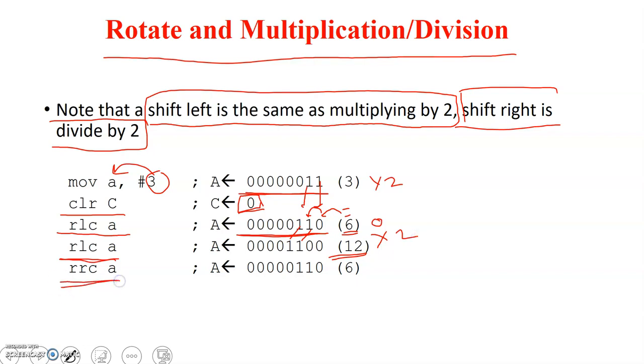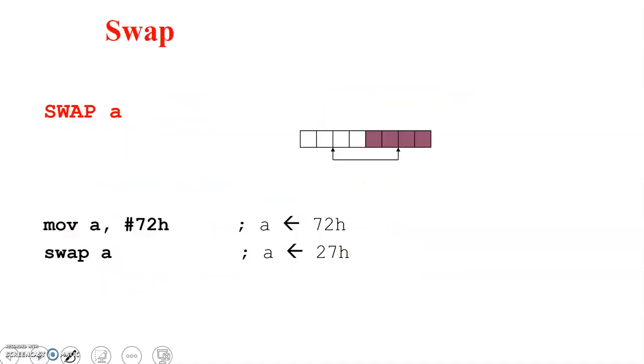If I am doing the operation with RRC, rotate right with carry, then what happens? The bits move back, and the resulting number is 6, which is basically 12 divided by 2. So we have achieved division by 2 here. So RLC will result in multiplication by 2, and RRC will result in division by 2. And please remember that these two instructions operate only on the accumulator. So another instruction is swap.